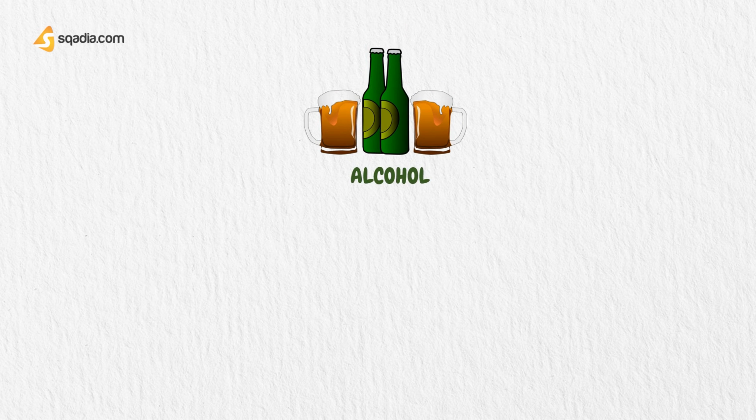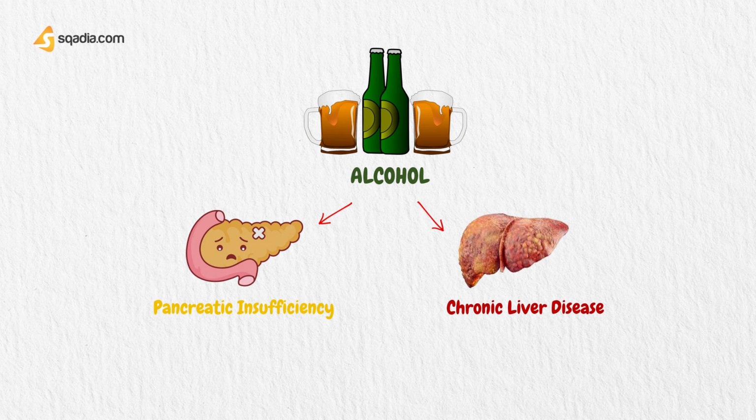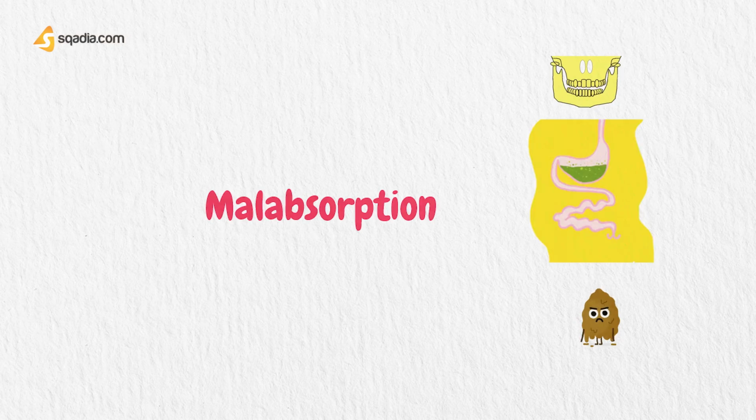Alcohol, we all know, causes malabsorption not only by causing pancreatic insufficiency but also chronic liver disease. So this was all about malabsorption. One tip in the end is that if you try to understand it according to malfunction of the anatomical site, it is less likely that you will miss any reason for malabsorption in patients.